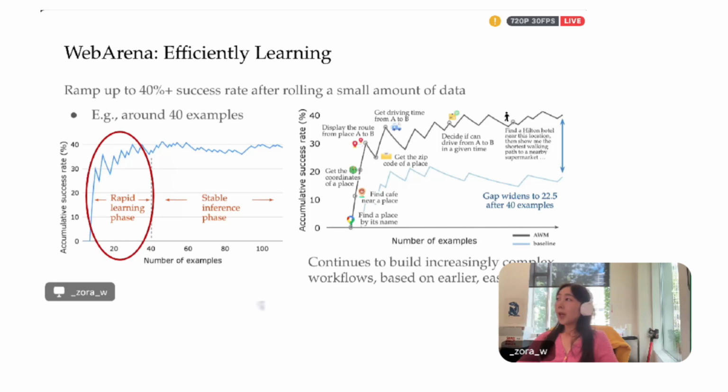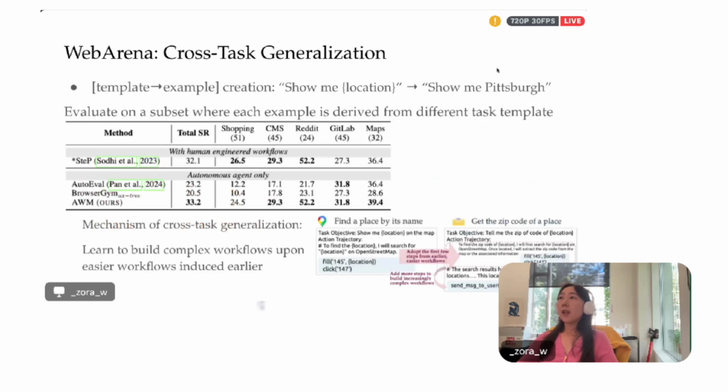So that's an illustration on the efficiency side, and this is similar to what I just discussed, but we also did this cross-task generalization on WebArena. One caveat about the data creation is they actually first generate a bunch of templates and then instantiate these templates with different values to create examples. So this is a fake example, but it shows the mechanism.